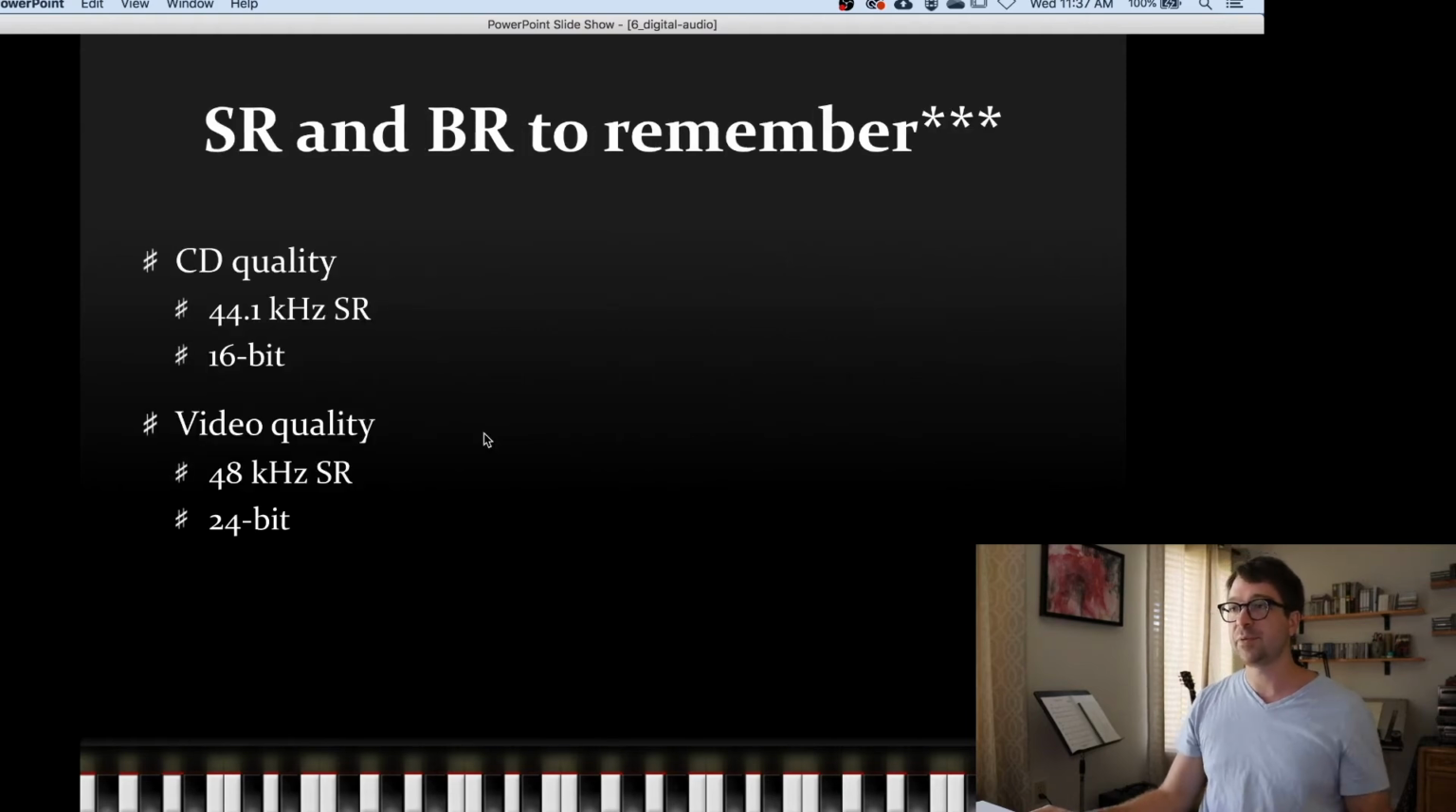So these are the sample rates and bit rates you need to know. These are very important. CD quality is 44K sample rate, 16-bit. Video quality is 48K sample rate, 24-bit.